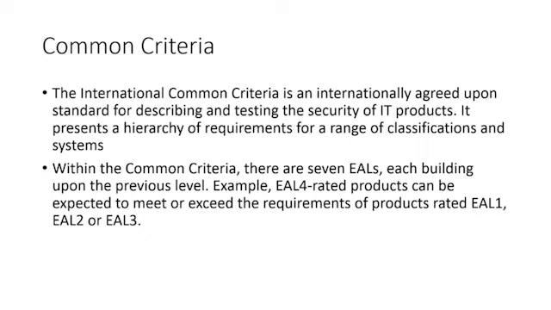Now, within the Common Criteria, there are seven different levels, EALs, each building upon the previous level. So like, EAL 4 can be expected to meet or at least exceed, well, I should say at least meet, but it could exceed the requirements of products for, say, 1, 2, and 3. So if you're here, you kind of encompass everything below you.